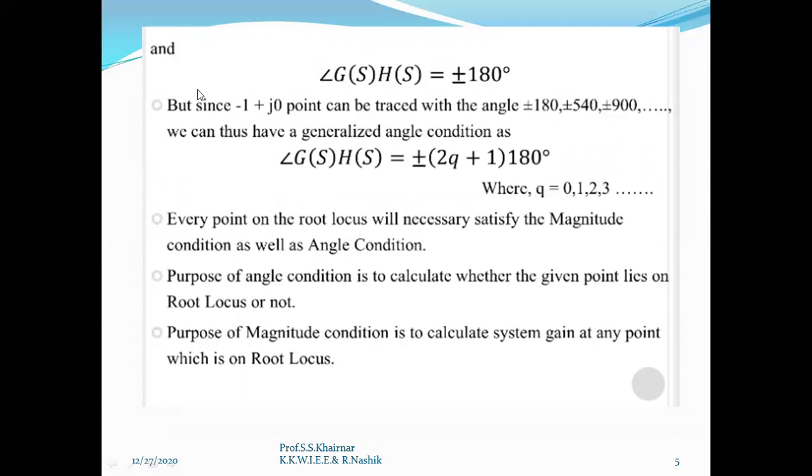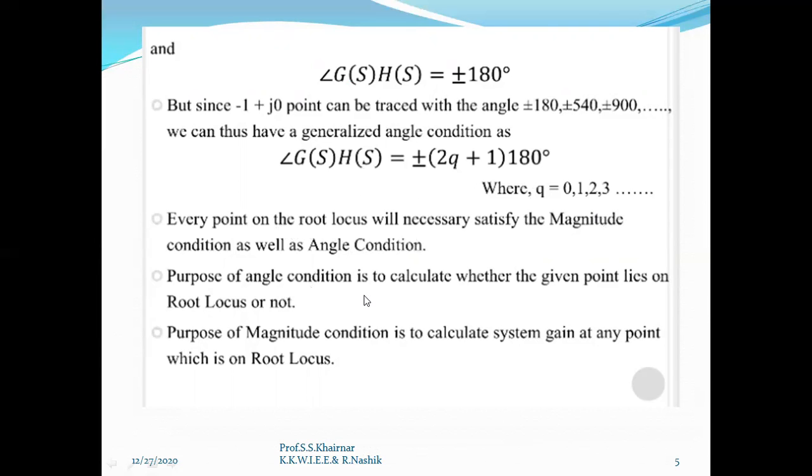And what is the angle condition? Angle of G(s)H(s) is equal to plus minus 180 degrees. But since the minus 1 plus j0 point can be traced with angles equal to plus minus 180, plus minus 540, plus minus 900, which are the multiples of 180, we can have the generalized angle condition as angle of G(s)H(s) equal to plus minus (2q plus 1) times 180 degrees, where q equals 0, 1, 2, 3 and so on. Every point on the root locus will necessarily satisfy the magnitude condition as well as the angle condition.